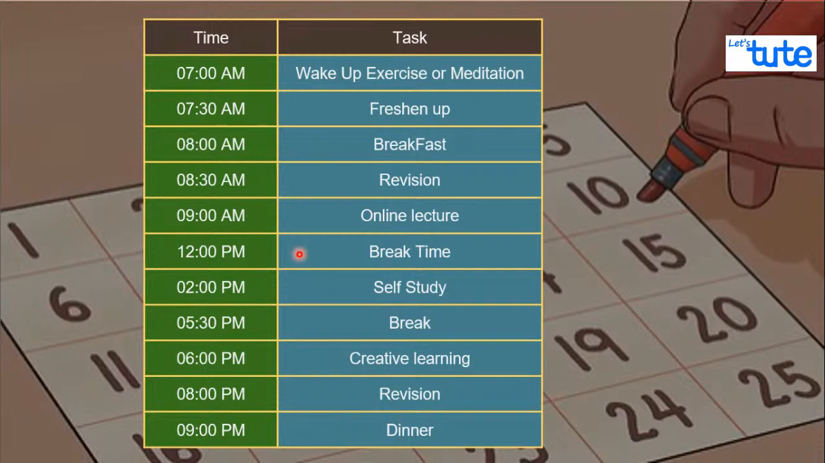Now, this is a timetable based on the concept that the online lecture starts from 9 o'clock. So okay, it's blurry. For people who think that it's blurry, you have to increase the quality of your video.